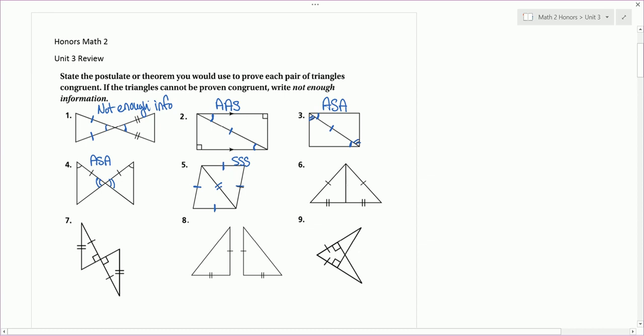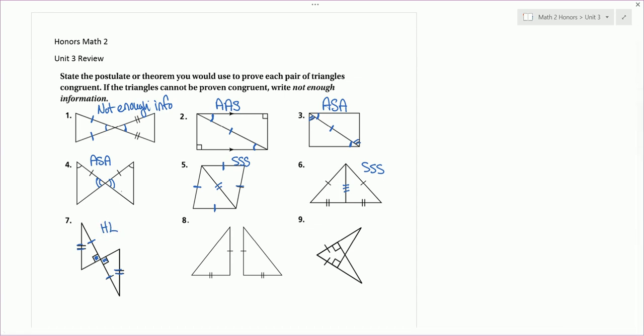Number six, again we have a shared side, and again we have side, side, side correspondence. Number seven, we have two right triangles. The right angles correspond with each other. Also the hypotenuse of each, the longest side or opposite the right angle, are congruent. And also we have one leg that's congruent, and so we call this the hypotenuse leg congruence.